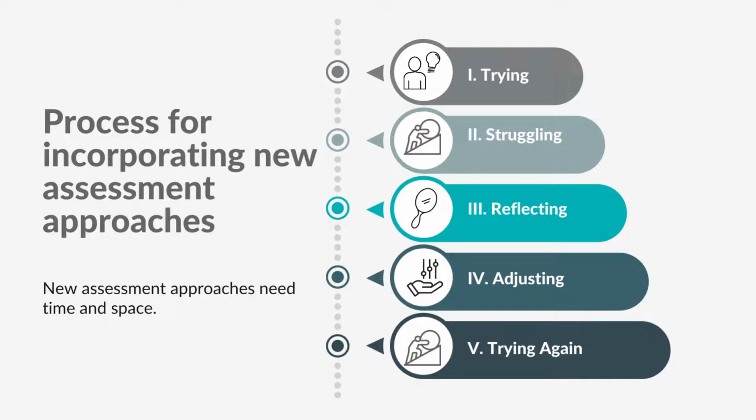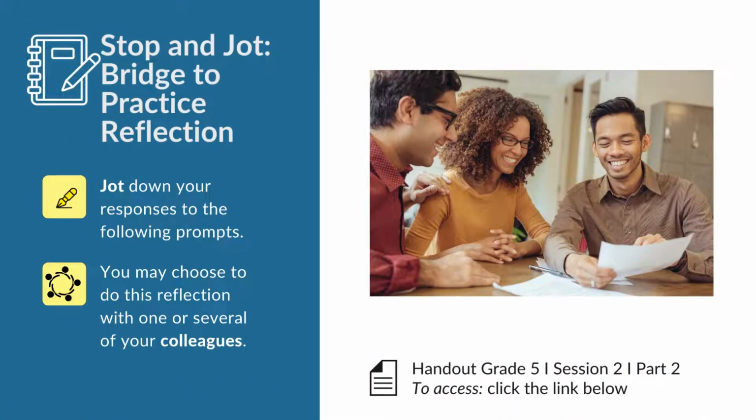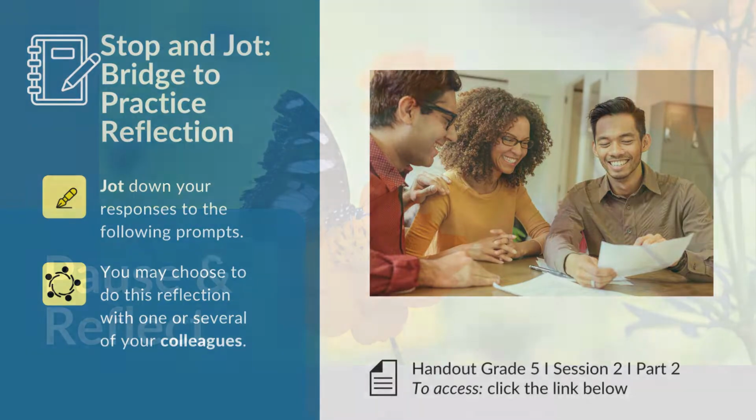This stop and jot will support this learning process. Take a moment to write down the responses to the following questions included on the Stop and Jot Bridge to Practice reflection handout. After writing your responses, review sample reflections included in the Session 2 handouts. You may find these helpful to solidify some of the thoughts and answer questions that came up for you during this activity.